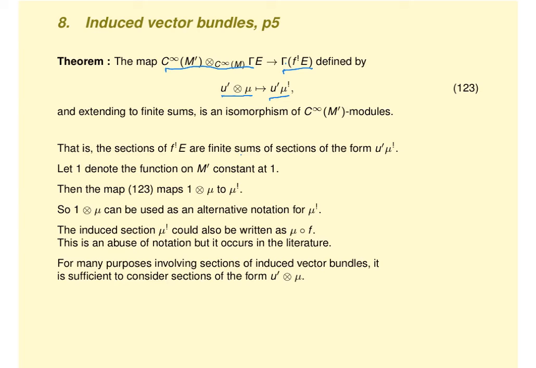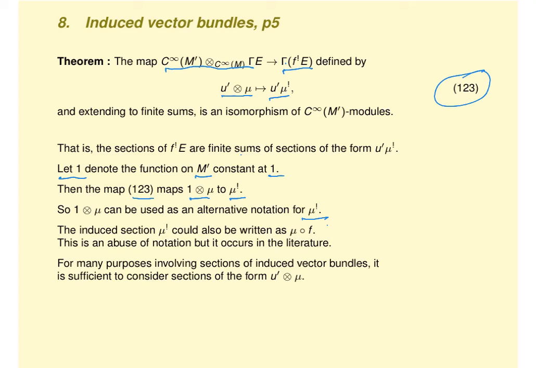There's yet another way to write things. Let 1 denote the function on M prime which is constant at 1. Then this map up here, 123, sends 1 tensor mu to mu shriek, the induced section. So given that that map 123 is an isomorphism, we can identify the induced section with the tensor product 1 tensor mu. And this is quite a useful way of working, depending really on how your mind works and what your background is. 1 tensor mu can be used as an alternative notation for the induced section.